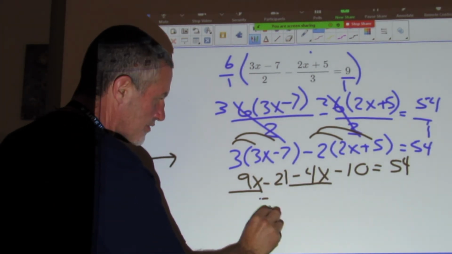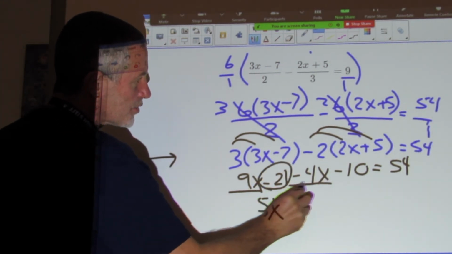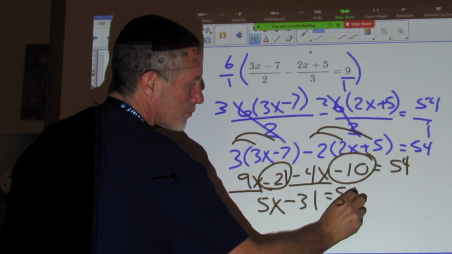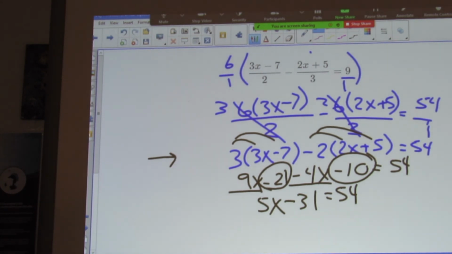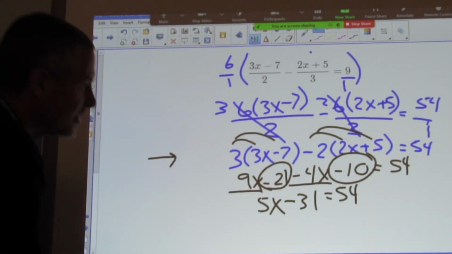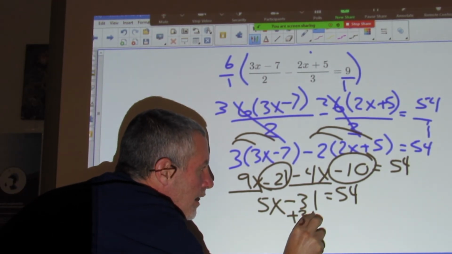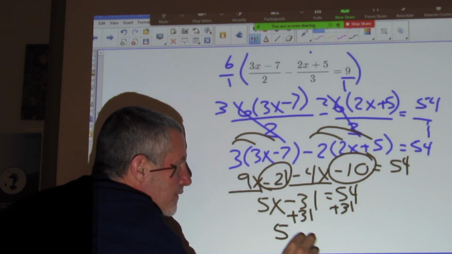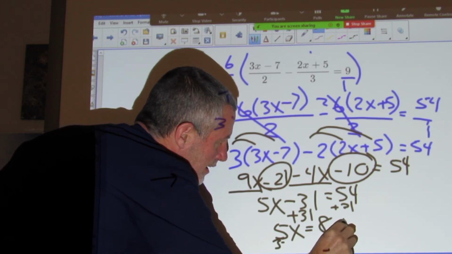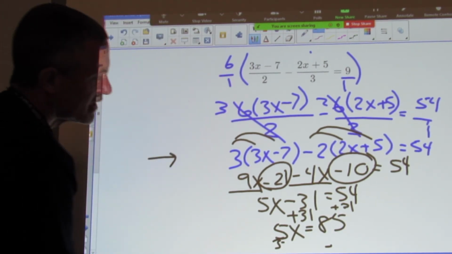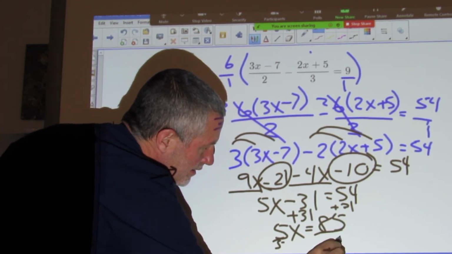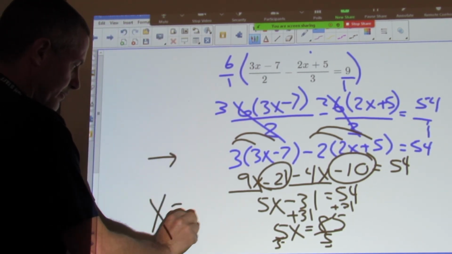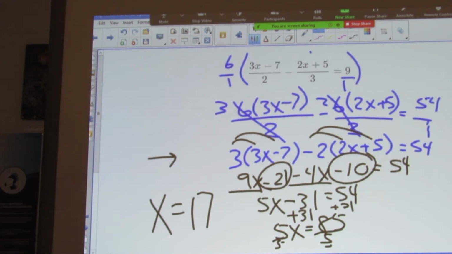9x minus 4x is 5x, negative 21, and negative 10 is negative 31. Two-step equation left. Isolate that x, adding 31 first. Again, divide by 5 and you should get 17. That sounds familiar.